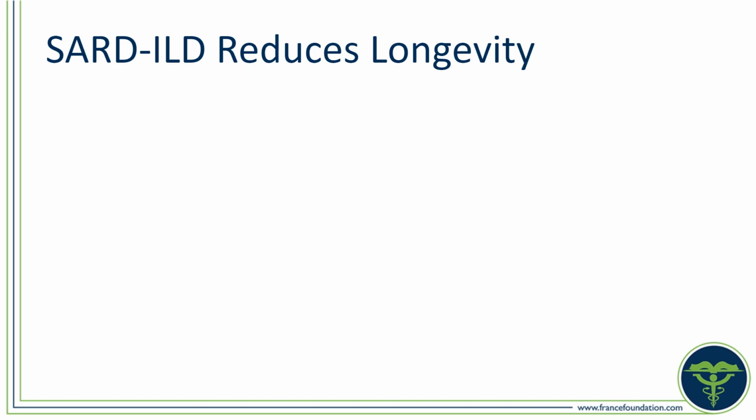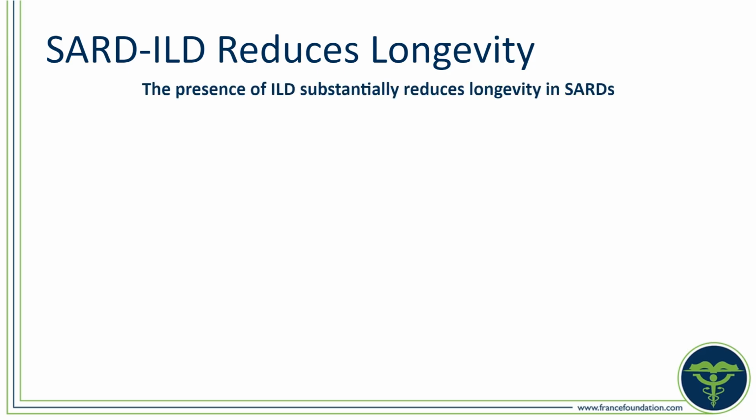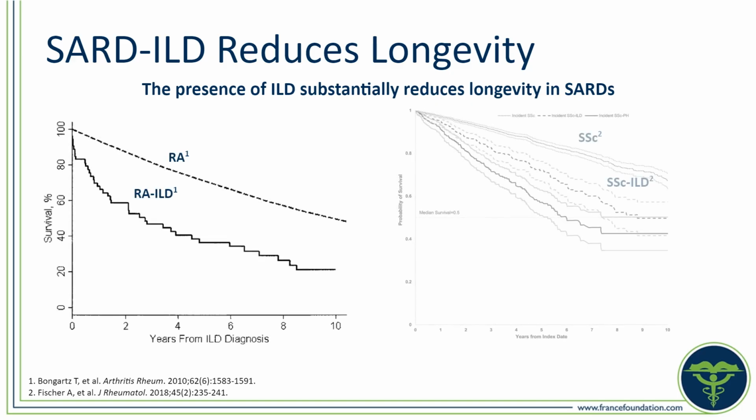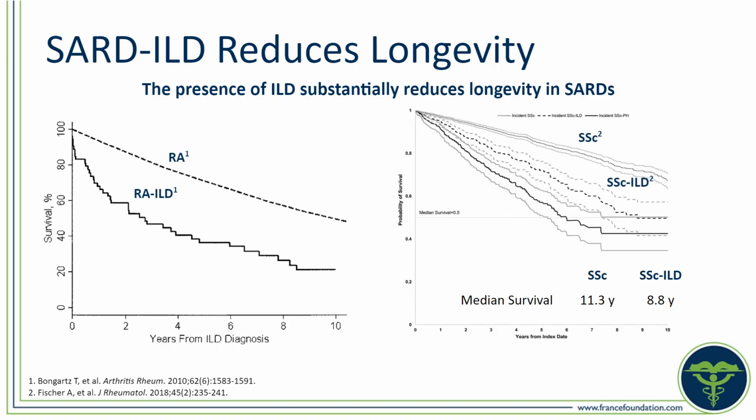It's important for us to investigate and identify interstitial lung disease because it has significant impact on patients' outcomes. We know that interstitial lung disease, when it's present in a patient who has a rheumatic disease, reduces their survival. Shown on this slide are two different studies, one in rheumatoid arthritis and one in systemic sclerosis, where they evaluated survival after a diagnosis of interstitial lung disease. You can see in both cases that the patients who have rheumatic disease-associated interstitial lung disease had much poorer survival compared with the patients who did not. In rheumatoid arthritis, on the left, we see that patients with RA-ILD had a median survival in this study of less than 3 years.